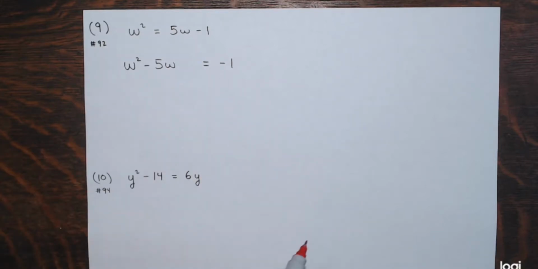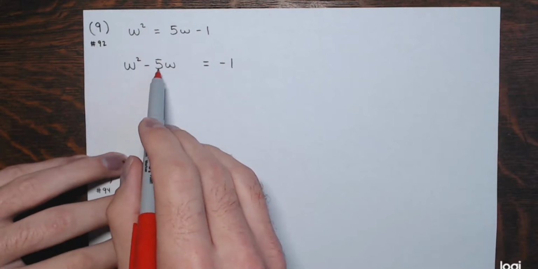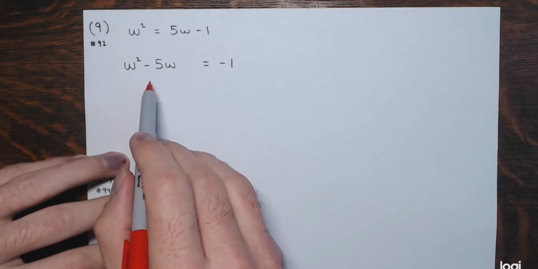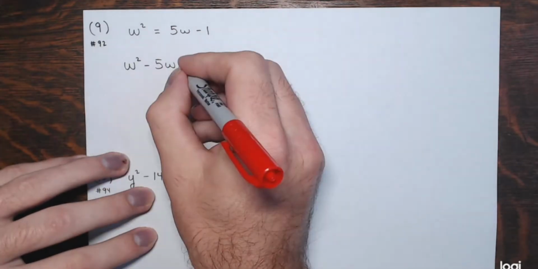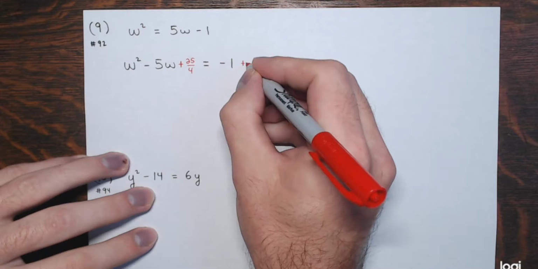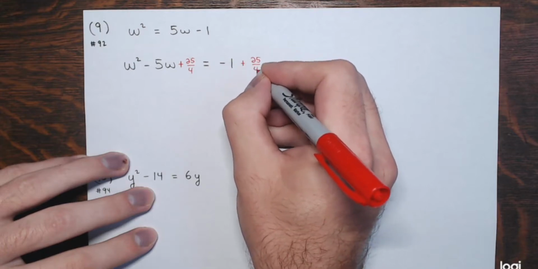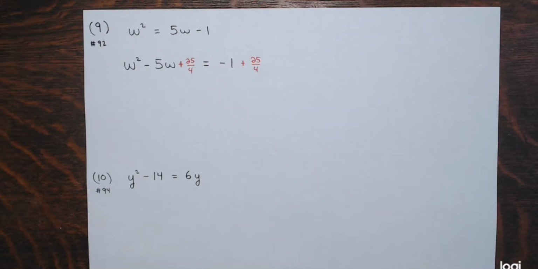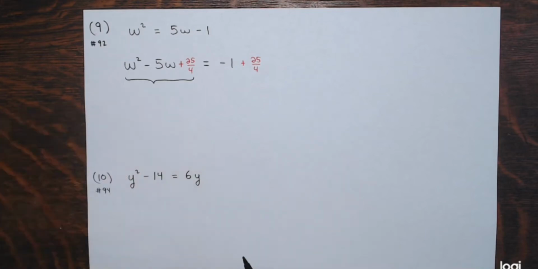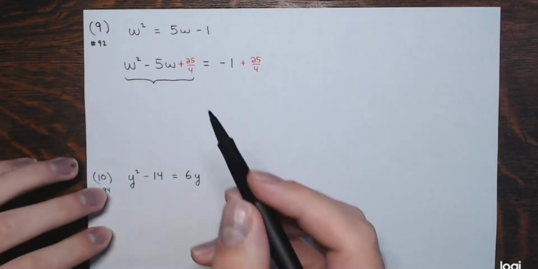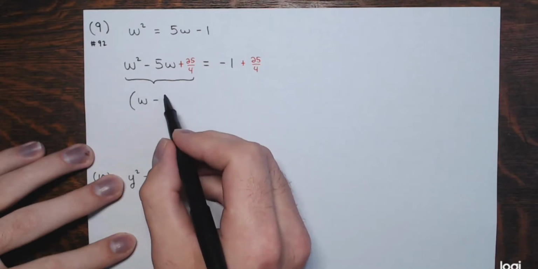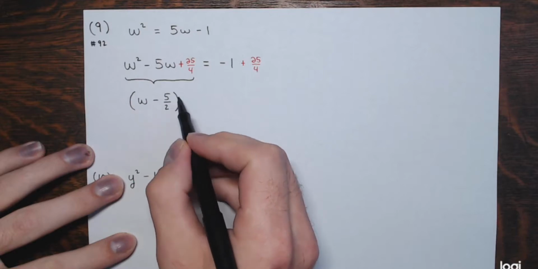Alright, so this one will involve a fraction, because negative 5 divided by 2 is just negative 5 halves, or negative 5 over 2. Squaring that would be 25 fourths. So I'm adding 25 fourths to both sides. Now, after adding the 25 fourths, this left side, w squared minus 5w plus 25 fourths, is a perfect square trinomial. And it would be w minus 5 halves to the second power.